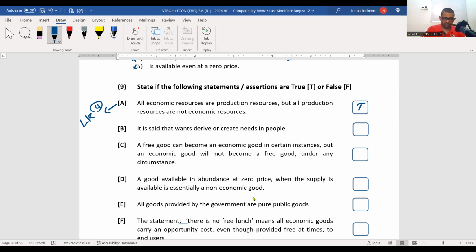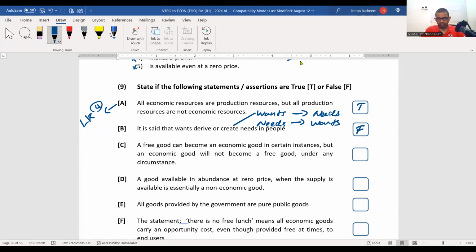It's in the wrong place. There are a few in the wrong place. It is said that wants derive or create needs in people. True or false? Is it wants that create needs, or is it needs that create wants? This statement is saying wants create needs. Yes, it's false, because needs create wants, not the other way around. So it's false.